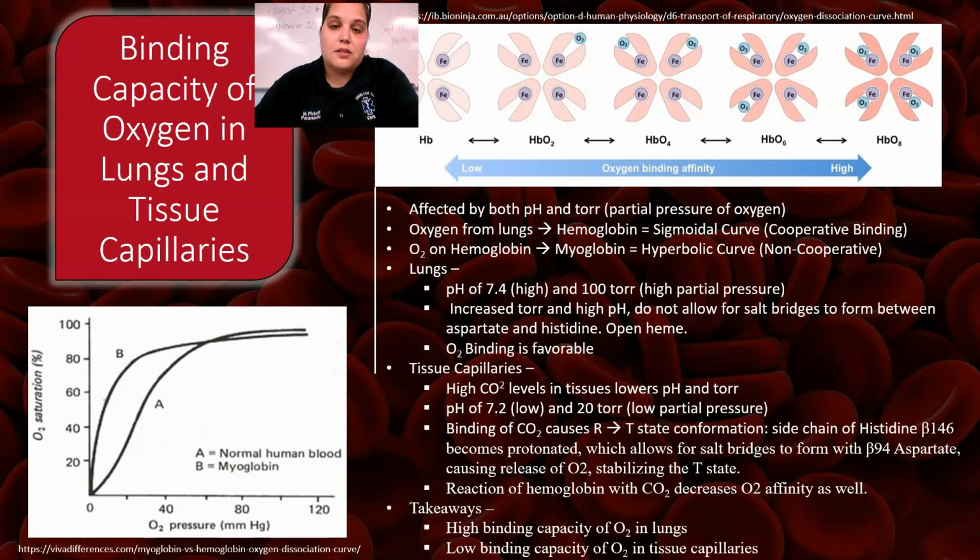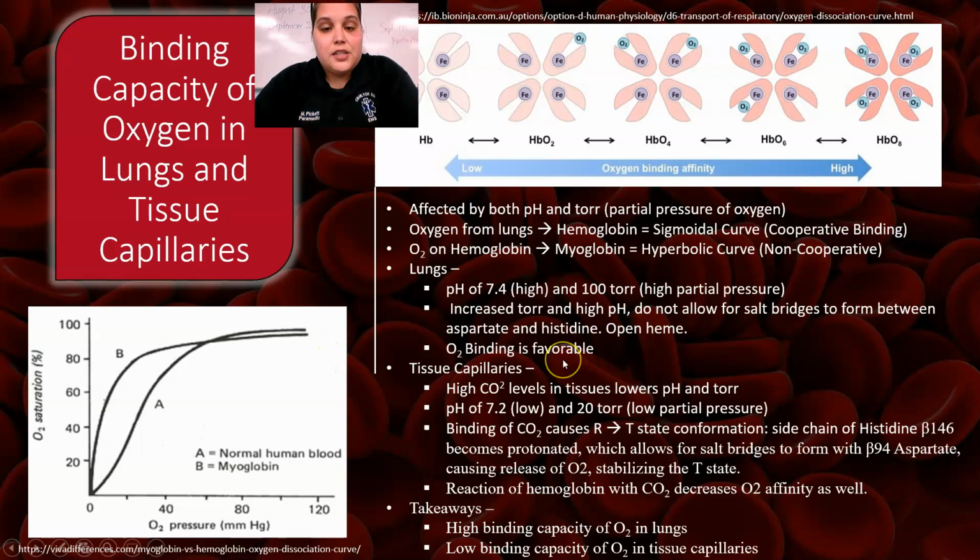Oxygen from the lungs going to the hemoglobin causes a sigmoidal curve here on our graph, and you can see it here, it's an S. What this signifies is that it's cooperative binding. If the O2 is going from hemoglobin to the myoglobin, which is in all your tissues, you're going to have a hyperbolic curve, which means non-cooperative, and it's going to go up and over.